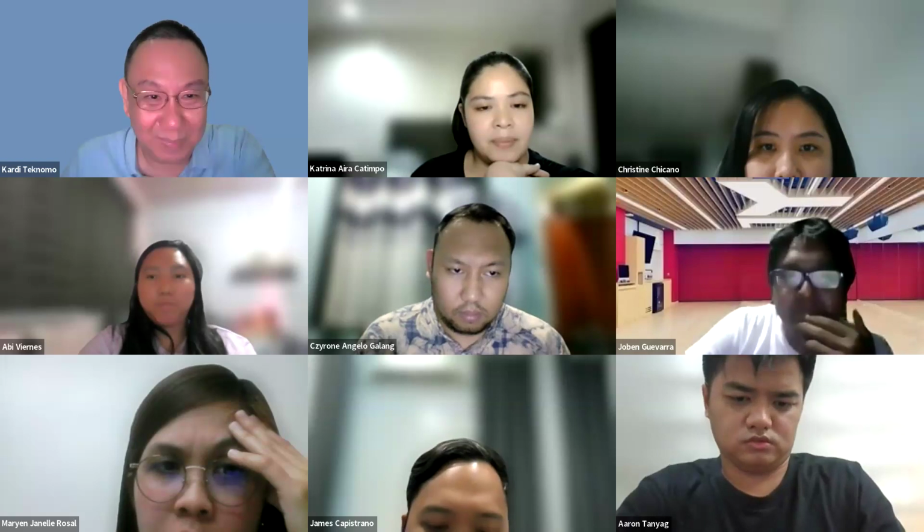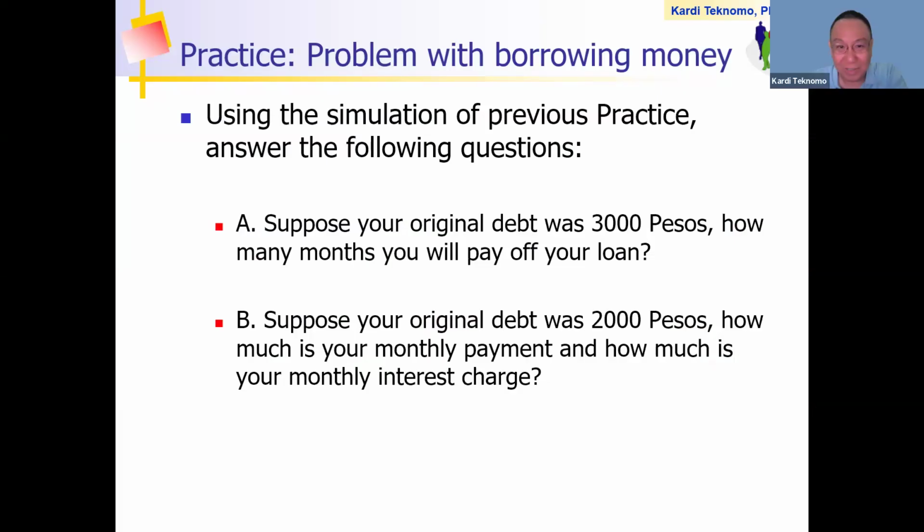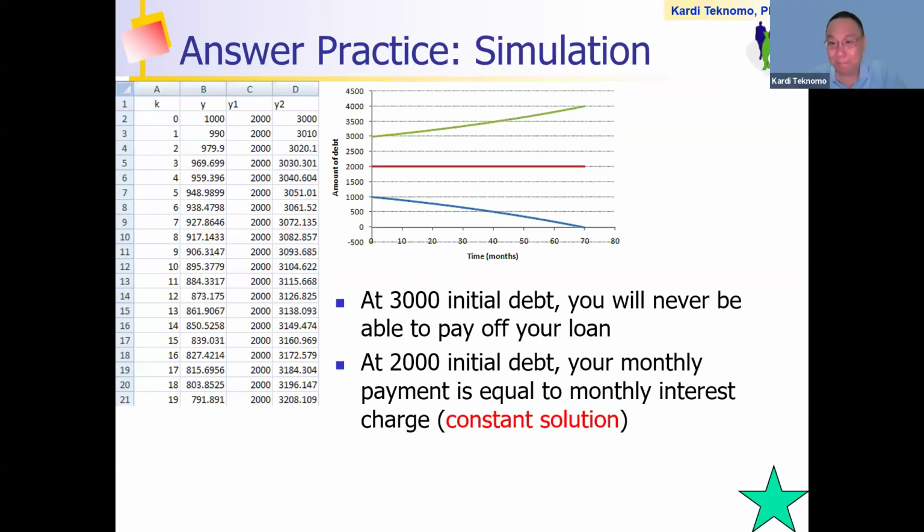Right. So the chart is something like this, isn't it? At 3,000, you get the green, going up, not going down. At 1,000, yes, going down. At 2,000 is a constant solution. That means your payment is exactly the same as your interest. You will never be able to pay at that point also.